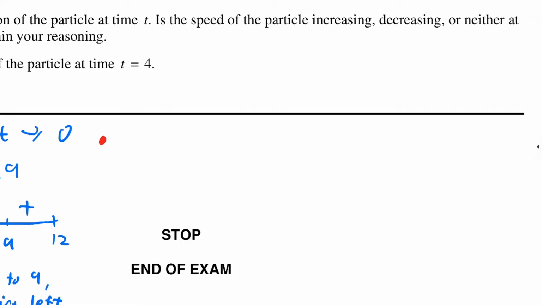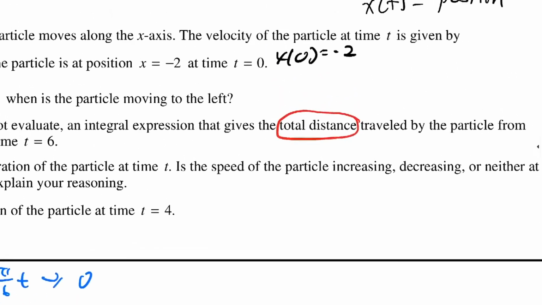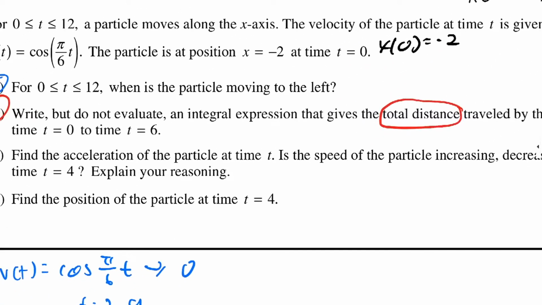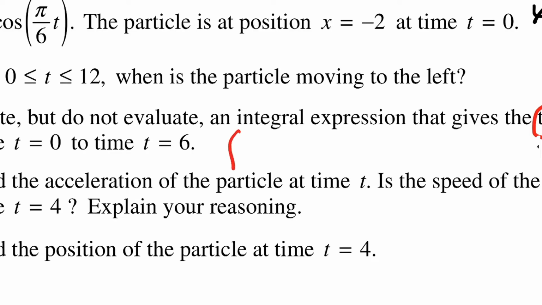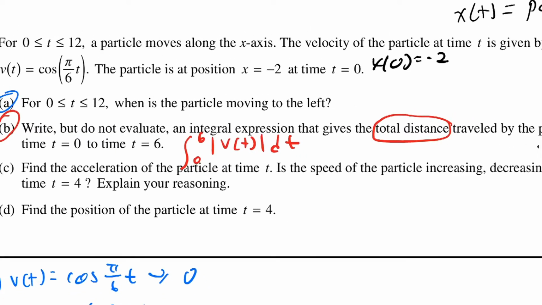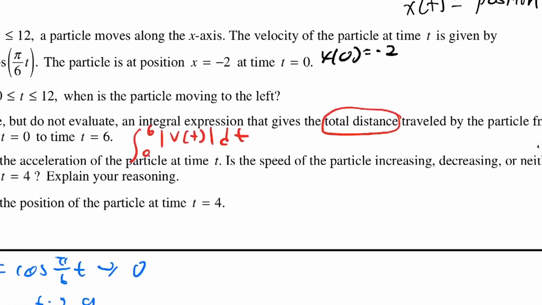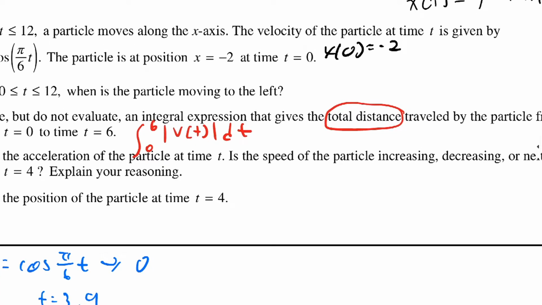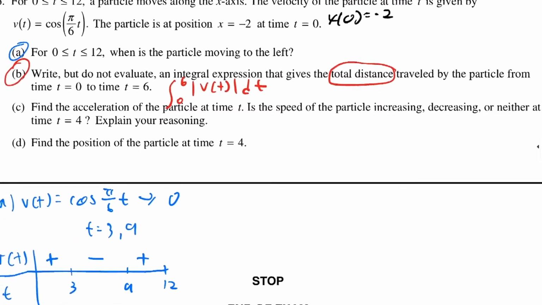Well, we need to take the absolute value of velocity and then integrate that. So this is actually going to be the integral from 0 to 6 of the absolute value of v of t dt, because we need to ensure that anytime velocity is negative, that distance is accounted for. And the only way to do that is making the absolute value. Okay, so total distance, absolute value. Displacement, no absolute value. Okay, very simple.